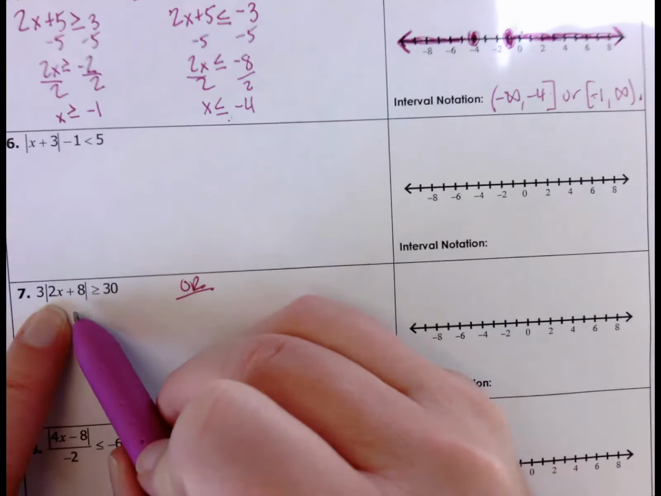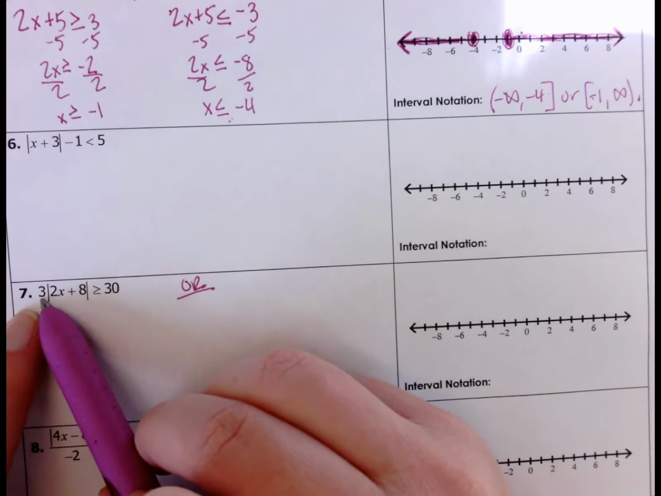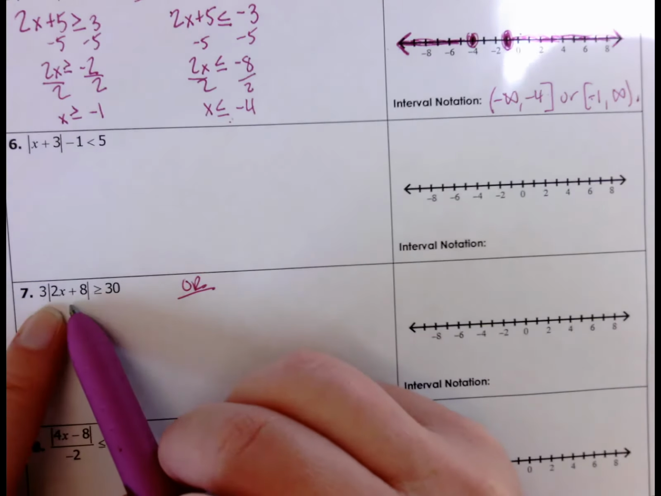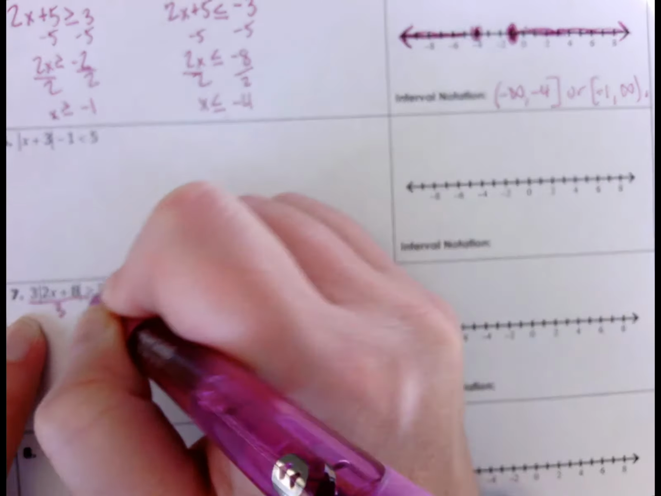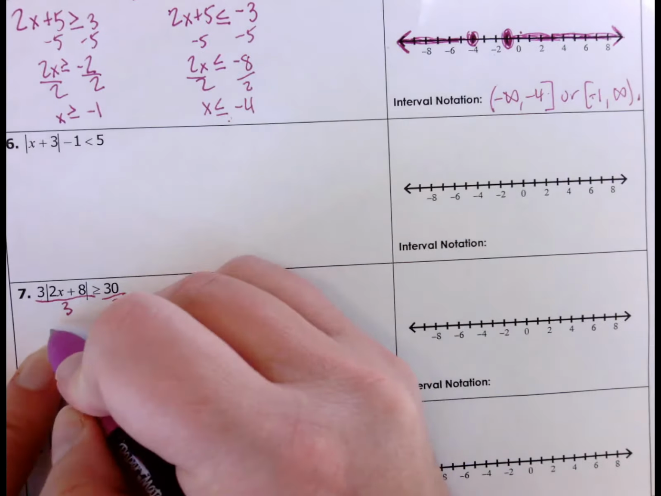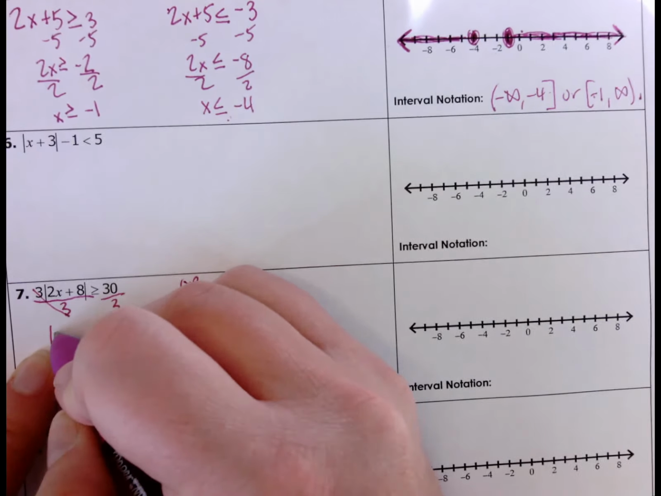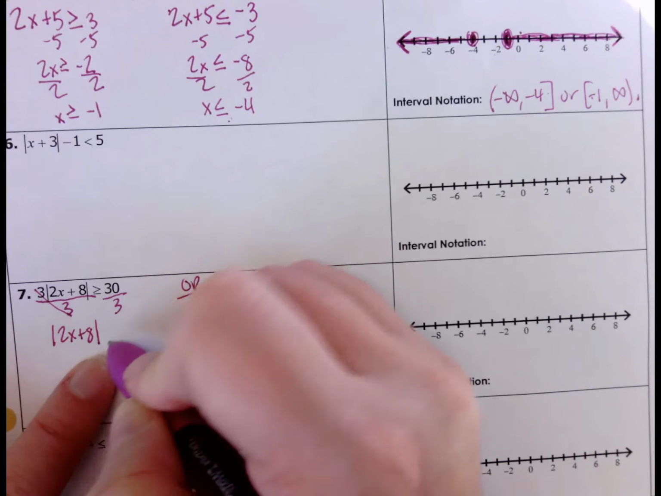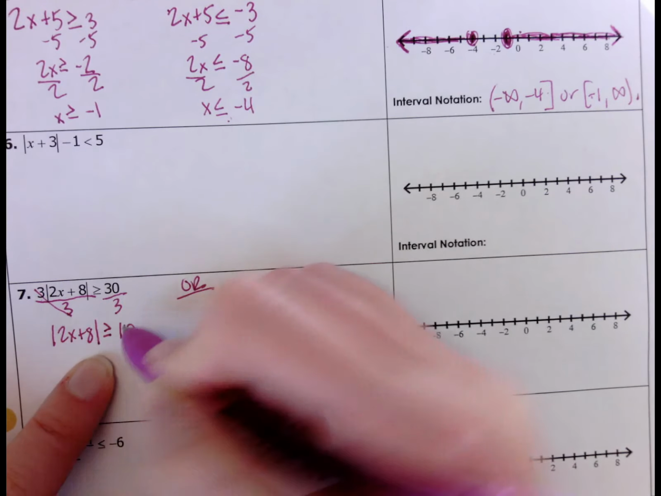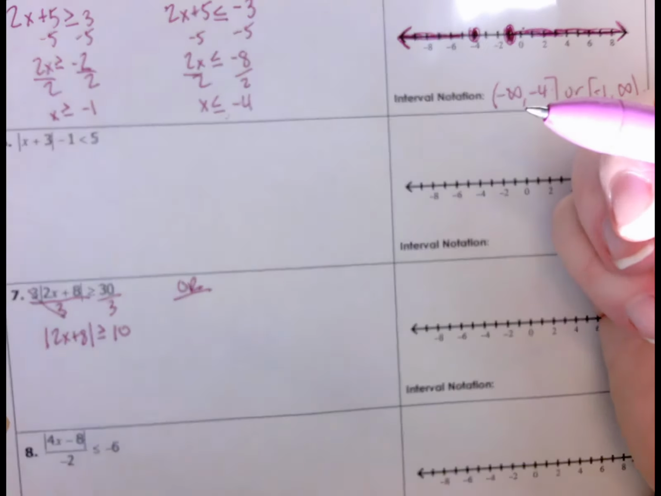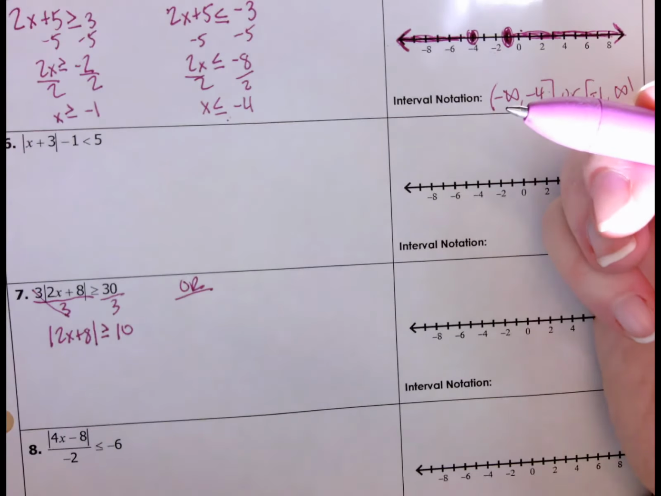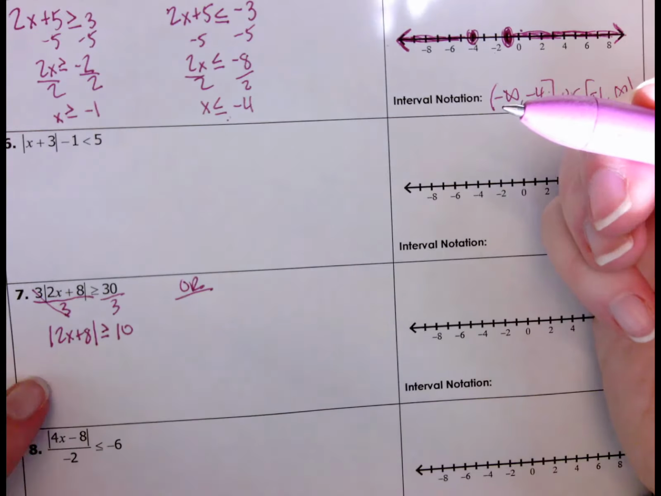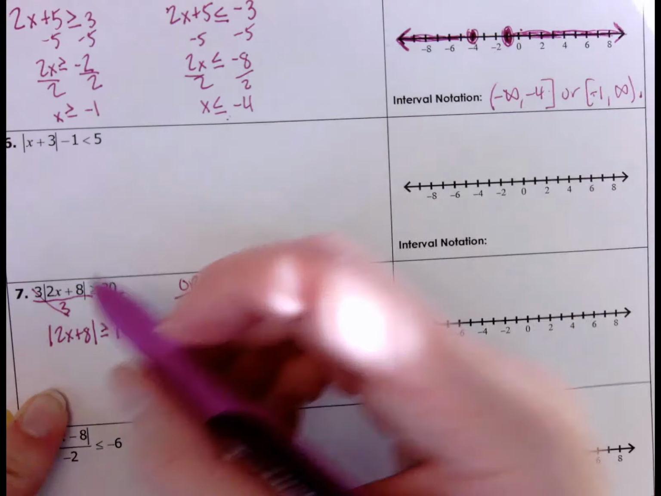First step is to isolate the absolute value. Well, 3 is being multiplied by what's inside the absolute value. So to undo that multiplication, I'm going to divide everything by 3. That leaves me with the absolute value of 2x plus 8 on the left side is greater than or equal to 10 on the right side. Now that it's isolated, I can create the 2 inequalities. So make sure that you do that. Make sure you isolate before you create the 2 inequalities.